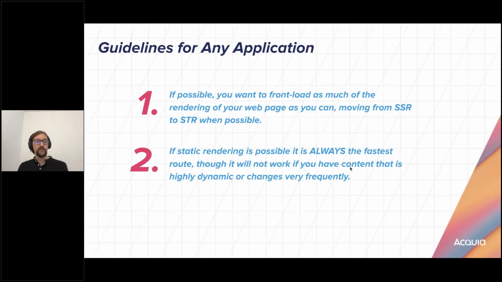Now, the guidelines, generally speaking, if you're going to build a modern application, is number one, you want to front load as much of it as you can. If you can do static, even if it's temporary, that's the best. Server-side rendering is going to be better than client-side rendering most of the time. And so if you have things that don't change very often, that's great because that's easy to cache and you're not going to have to worry about purging. The challenge is when you start to move away from things that are highly cacheable and become more dynamic.